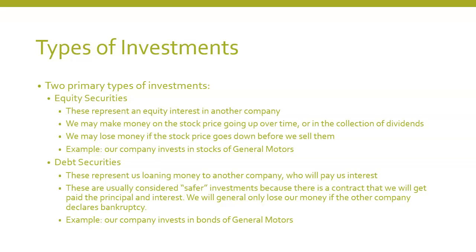They owe you back. Okay, so equity securities tend to be stocks, and so we make money on the stock price going up over time. So if we pay $35 for a share of stock in General Motors and it goes up to $40, then we've made $5 during that time period without having done anything.